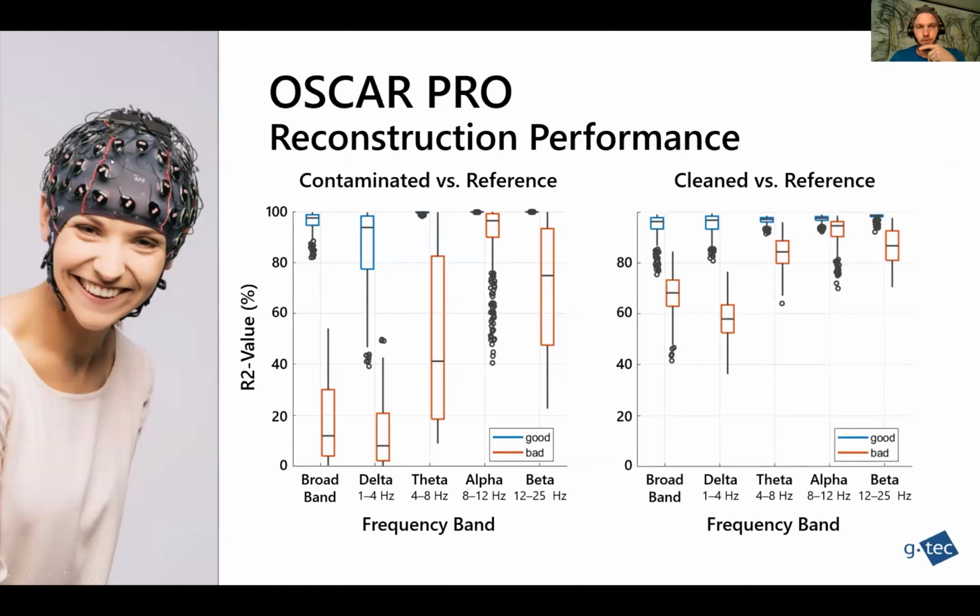We really improved the similarity, the R² value, for all frequency bands, and also for the overall broadband EEG substantially. So in the end, we can say that large parts of the underlying source signals have been reconstructed, right?